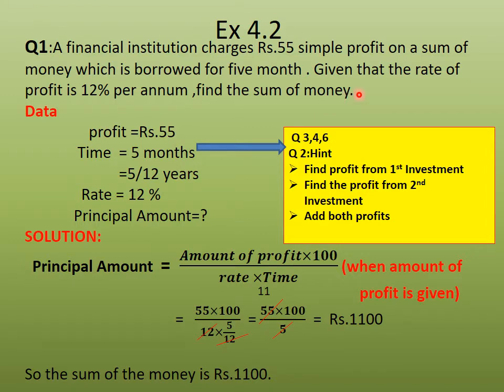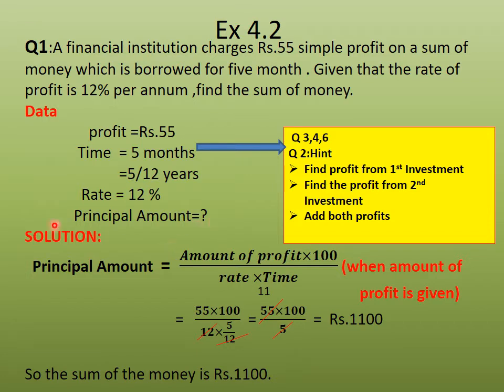First of all, as you know, it is very important to write data from the word problem. This is the data. Profit, time is 5 months, but there is the difference. Time is in months, so we have to convert this month into a year. How? Divide 5 by 12, then it would be converted into years. Rate is 12% and principal amount, we are going to find it.